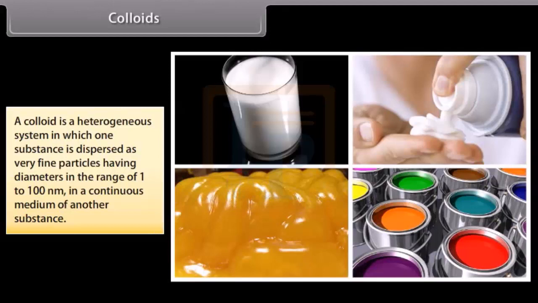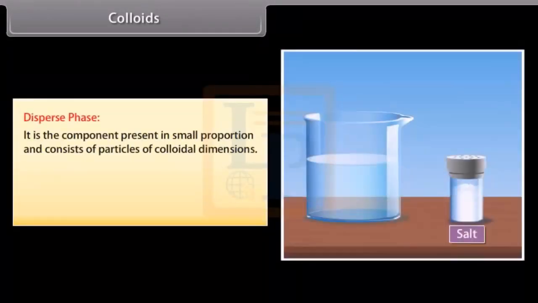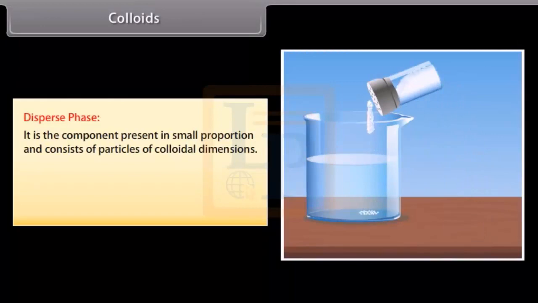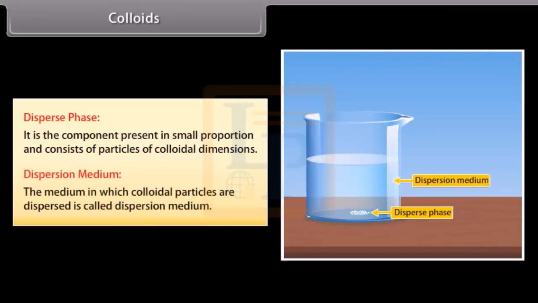A colloidal solution is heterogeneous in nature and always consists of at least two phases, the disperse phase and the dispersion medium. Disperse phase. It is the component present in small proportion and consists of particles of colloidal dimensions. Dispersion medium. The medium in which colloidal particles are dispersed is called dispersion medium.